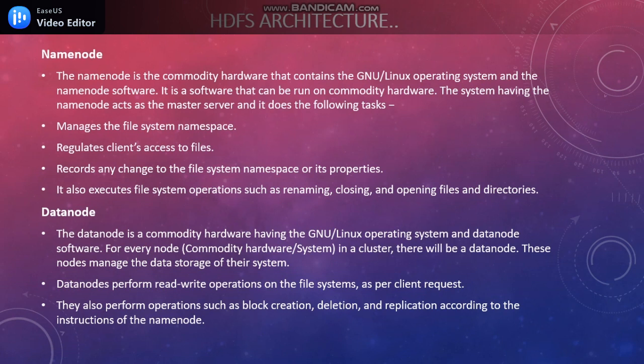Then comes data node. Data node is also a commodity hardware which will also have the Linux OS and the data node software combined in it, and this is the main node that manages all the data storage of this entire system, and it will perform all the operations related to read write operations as per the client's request. And also it will perform the operations like block creation, deletion and replication according to the instructions of the name node. So the instructions will be given by the name node.